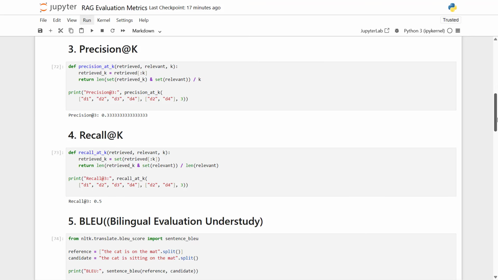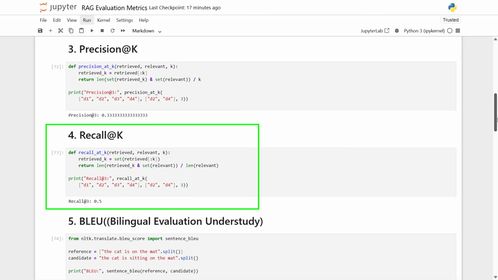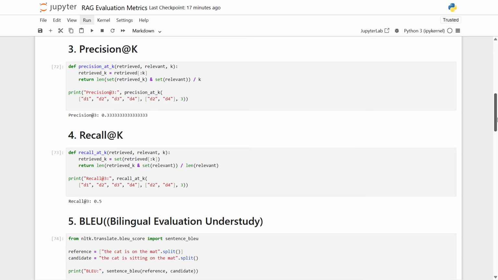The code for recall at k measures how much of the relevant information is found in the top k results. It checks how many relevant documents appear among the first k retrieved ones. The score is relevant retrieved at k divided by total relevant documents. High recall at k means the system retrieves most relevant documents early.